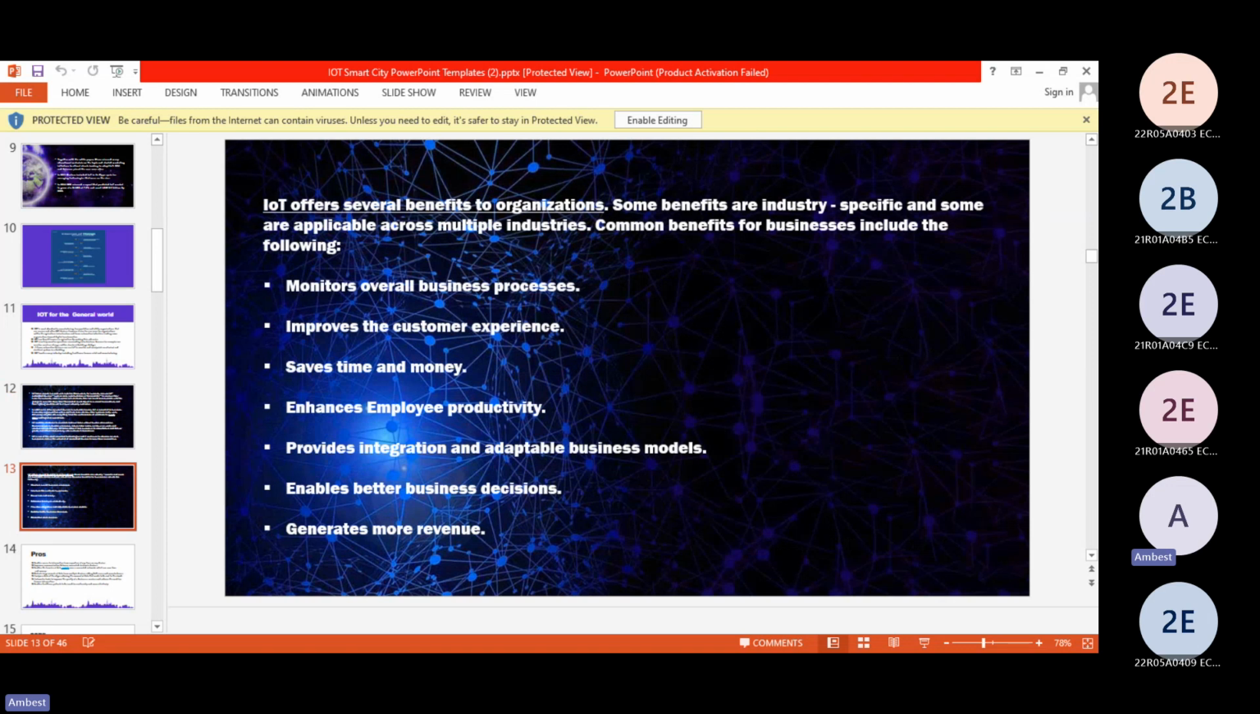And the next thing was, it has several benefits to organizations. Some benefits are industry specific, and some are applicable to multiple industries also. Some common benefits have been included here. Basically, it is of benefit to organizations only. It monitors all business processes.